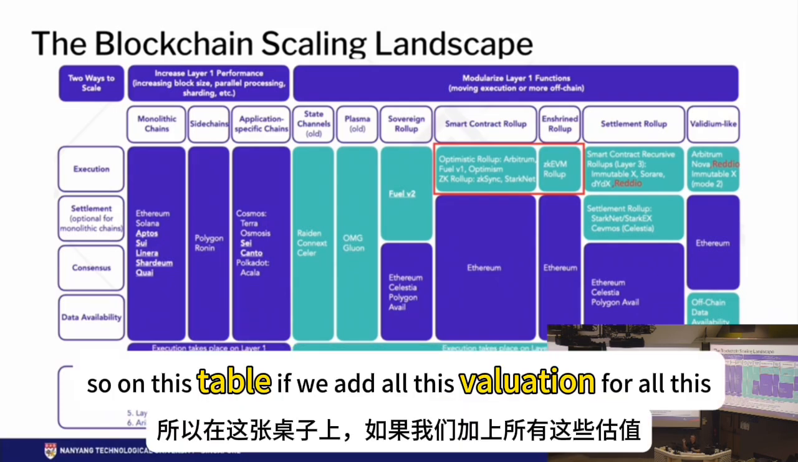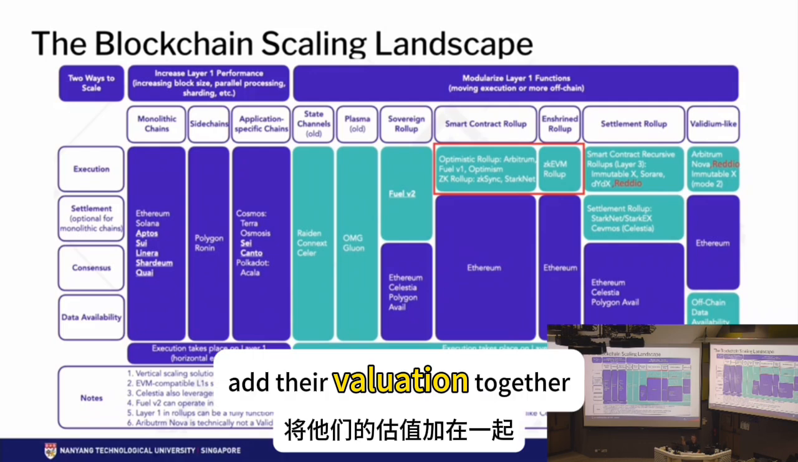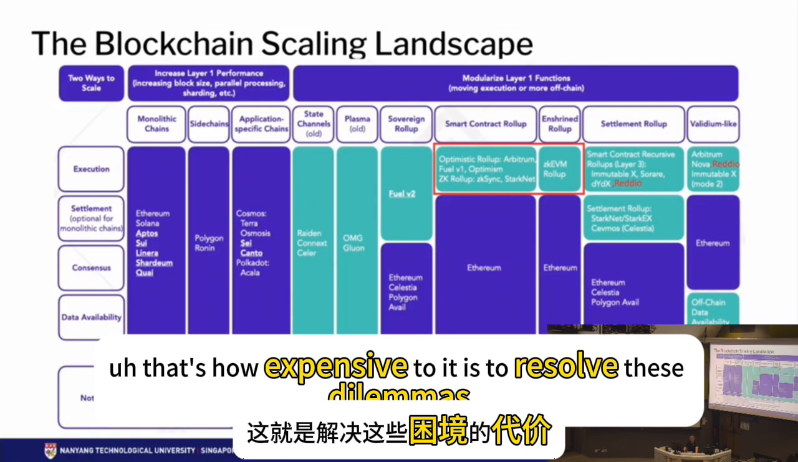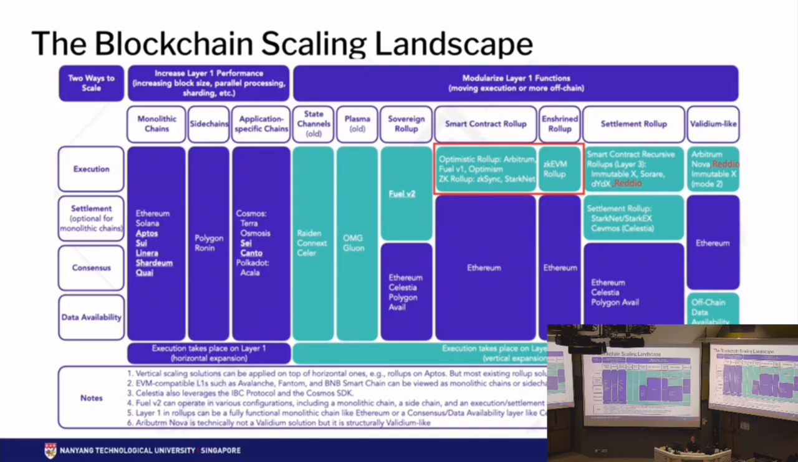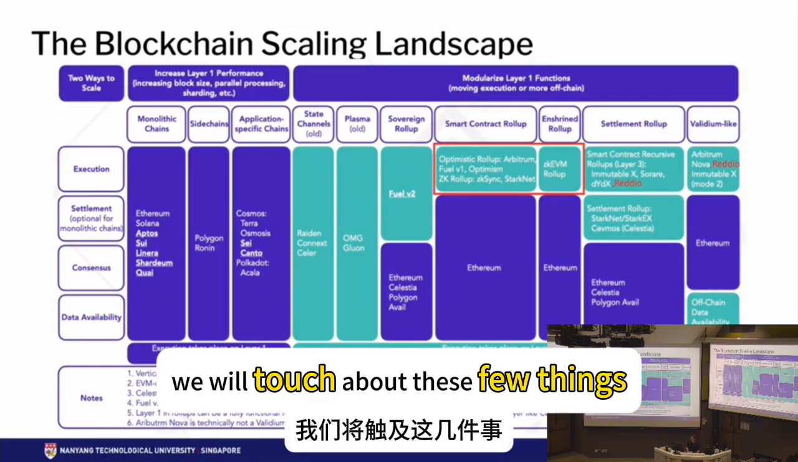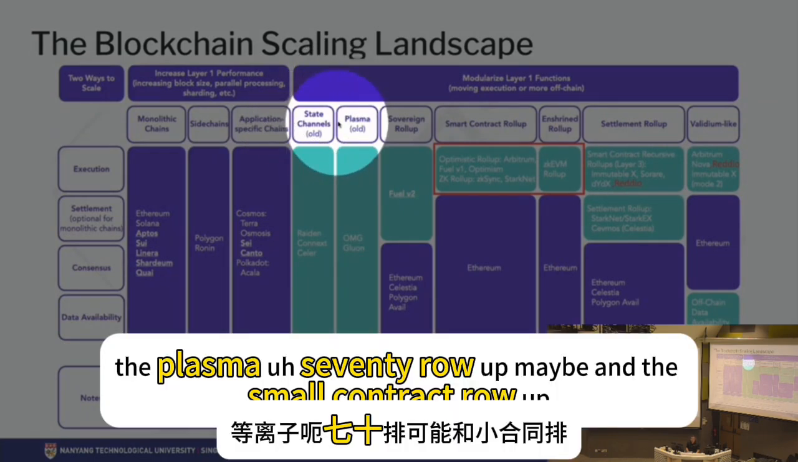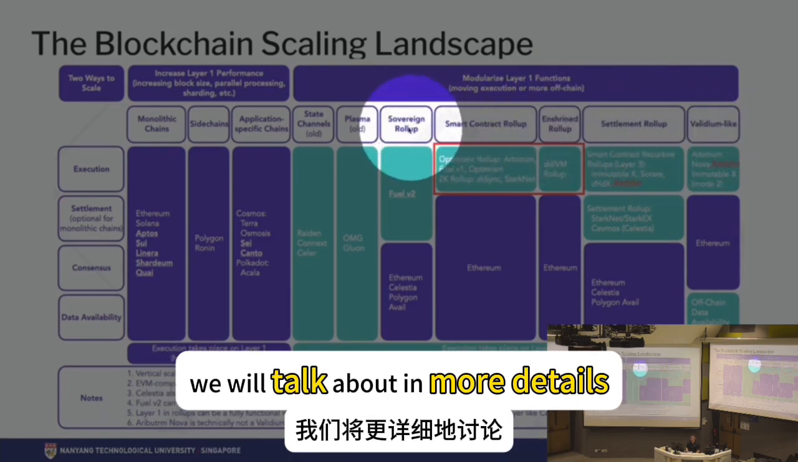On this table, if we add up the valuation of all these protocols, the companies behind the protocols, it's about $1 trillion in valuation. That's how expensive it is to resolve these trilemma issues. In this class, we will touch on these few things: the state channel, the plasma, sovereign rollup maybe, and the smart contract rollup. Basically, these are the rollups we will talk about in more detail.